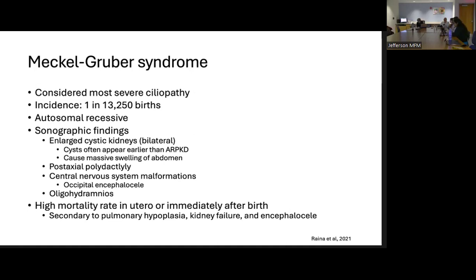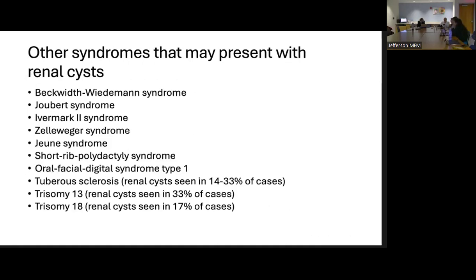It has a high mortality rate in utero or immediately after birth, and this is secondary to pulmonary hypoplasia, kidney failure, and the encephalocele. And then other syndromes that we're not going to touch on are listed here if you're interested in reading up more. But obviously there are a number of syndromes that can present with renal cysts.